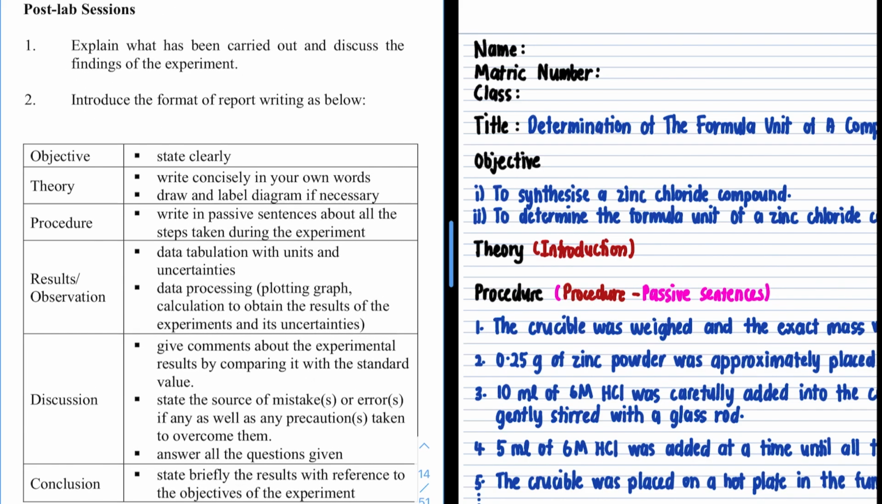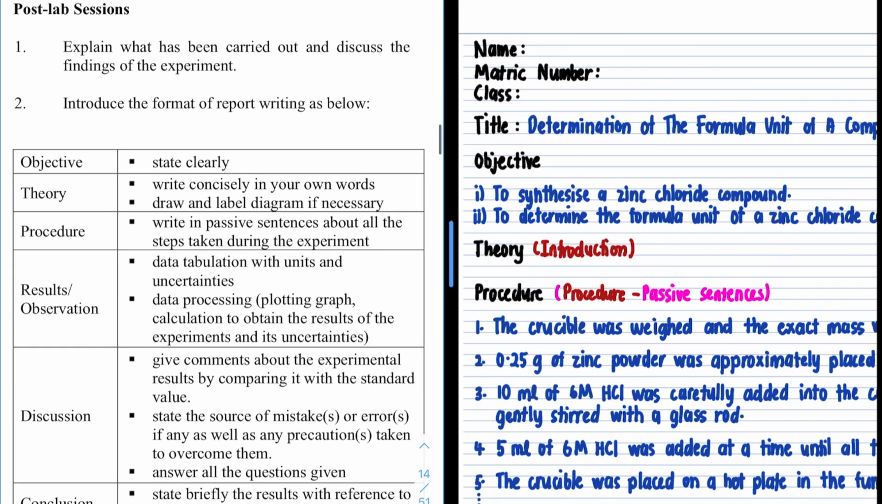For the procedure itself, it mentions that you have to write in passive sentences about all the steps taken during the experiment. So you have to change it into passive sentences, and then change it into past tense, because this is something that you have done in the past.